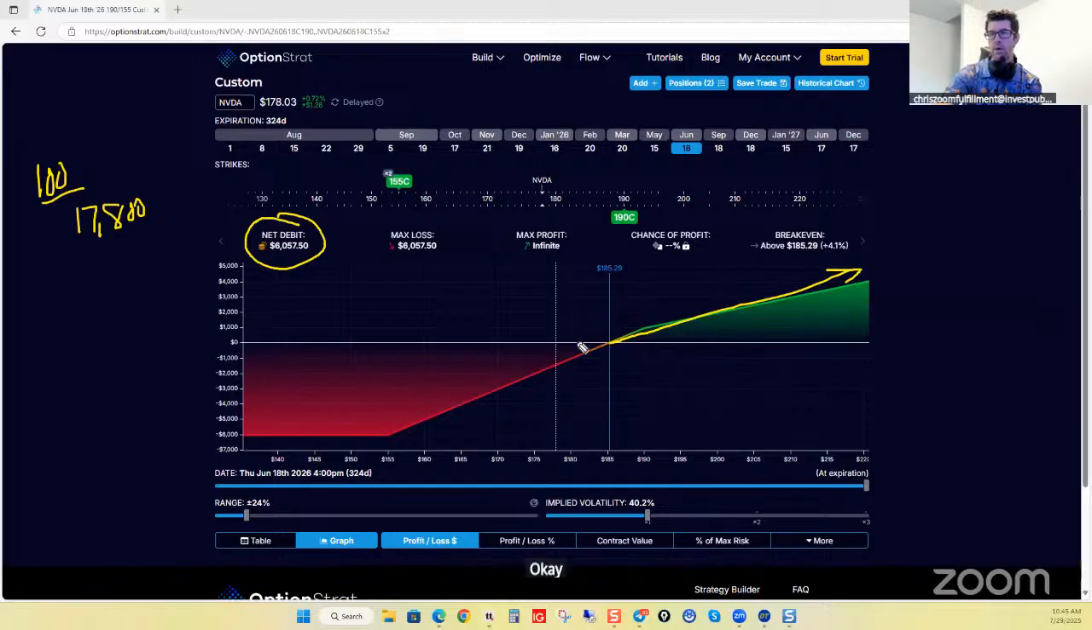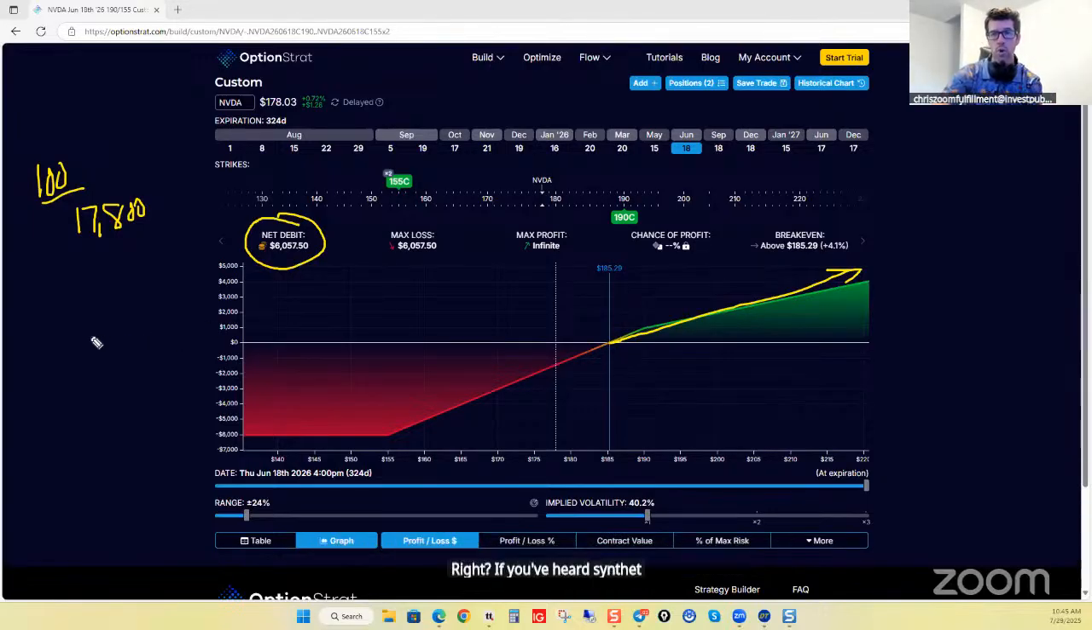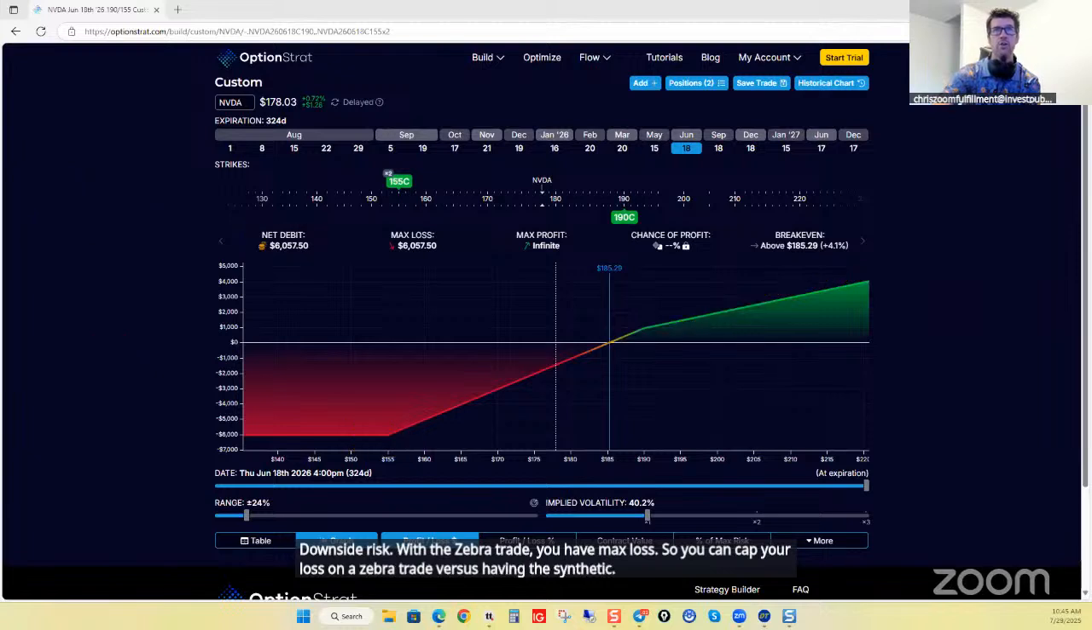Okay. Now, this is the nice thing about this one, because if you've ever heard of synthetics, I could also buy a call and sell a put at the same strike. And it looks like this, but I have unlimited downside risk. With the zebra trade, you have max loss. So you can cap your loss on a zebra trade versus having the synthetic. So I'll show you what that means.